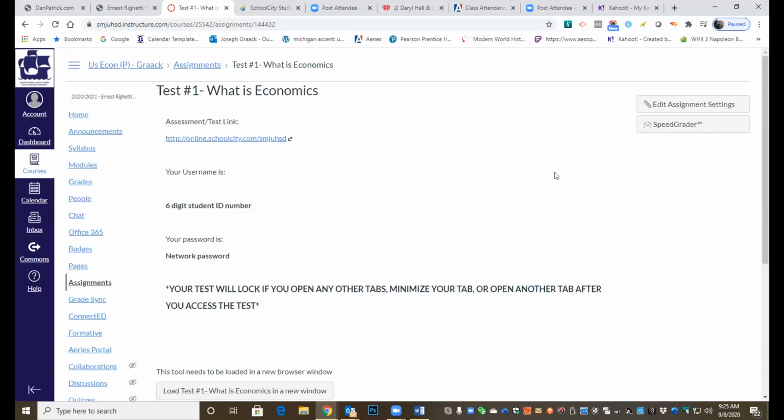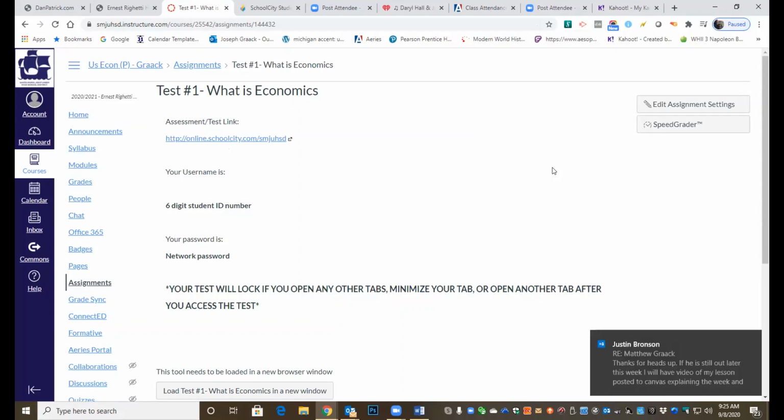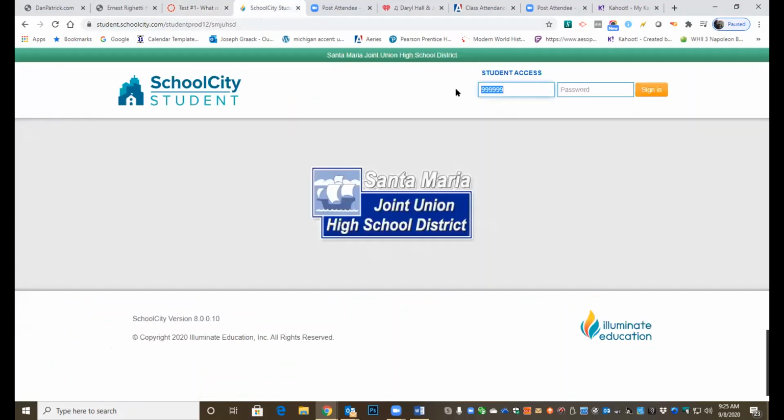There'll be a PDF of the questions that you'll have on one side, and there'll be an answer sheet, and you'll just click on the correct answer on the right-hand side and then hit submit. So your 6-digit ID number is what is going to go here. Your network password, your tablet password, which should be the same, is going to go right there. You'll log in and you can access that. So it's all from there. Does anybody have any questions on that?